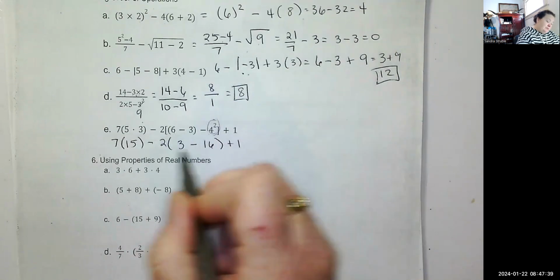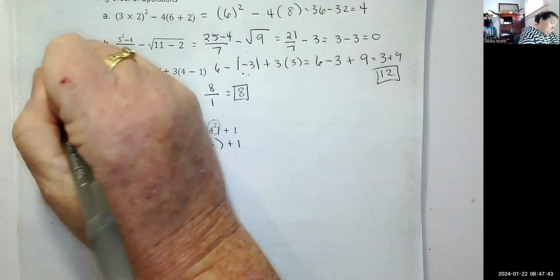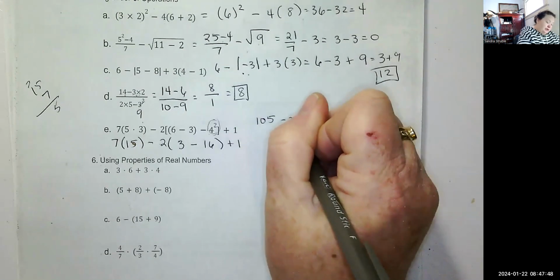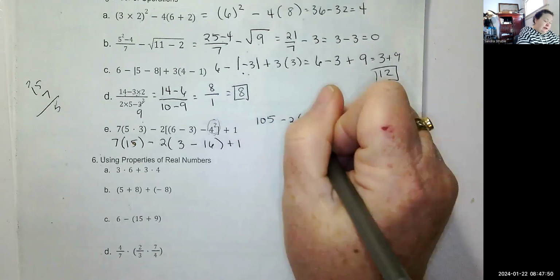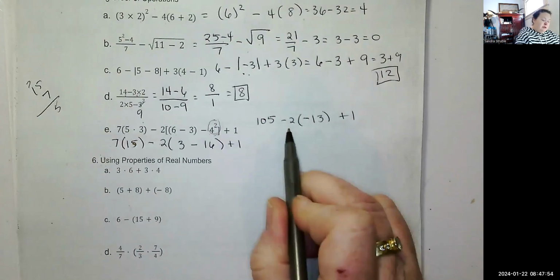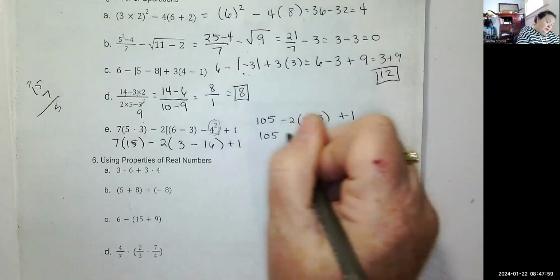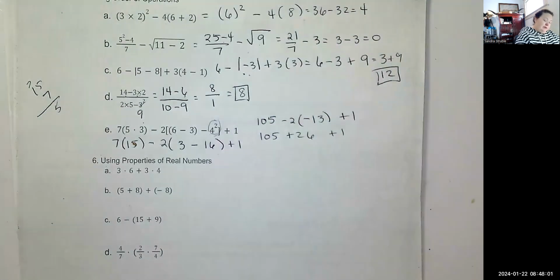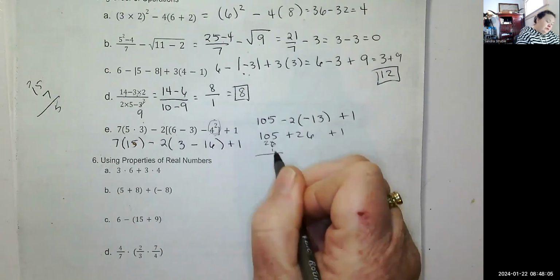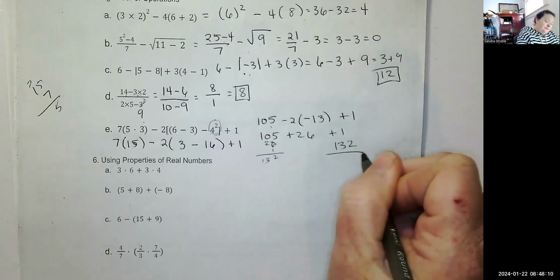All right, now I've got 7 times 15. Well, I'm supposed to do the parentheses, but I'm going to go ahead and do these since they're a separate term. So bear with me. 105 minus 2 times 3 minus 16 is negative 13 plus 1. Now I'm going to multiply the negative 2 and the negative 13, which is positive 26. And now we just add everything. So 105, 26, and 1, so it's 132.